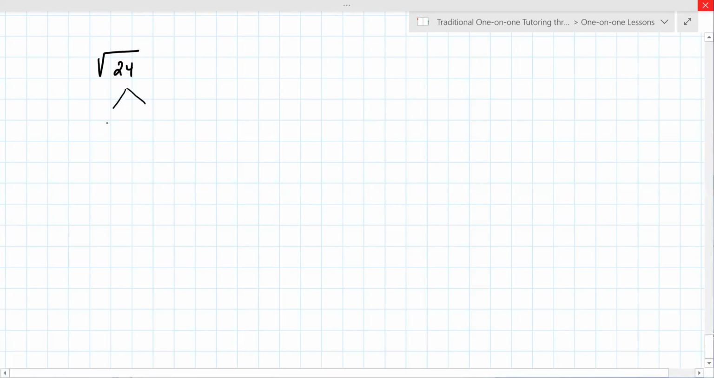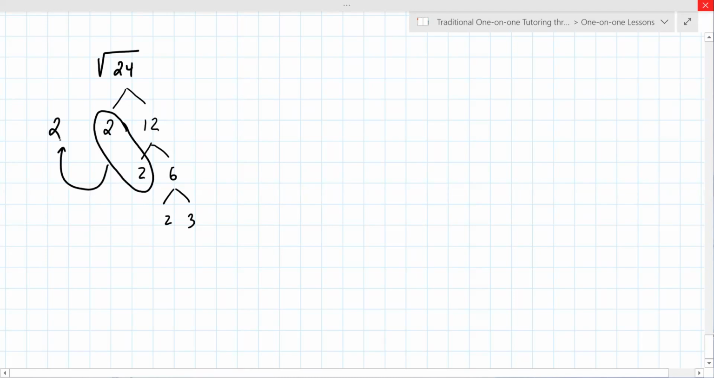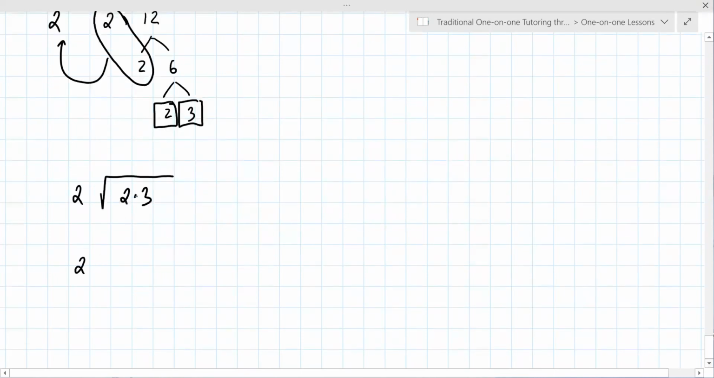So let's build a factor tree here. 2 and 12, yeah. 2 and 6, 2 and 3. So we can only bring out a pair. So one of the twos comes out. Do you agree with that? What is left over? 2 and 3. So they go down here, 2 times 3, because you're multiplying. So it's 2 square root of 6.